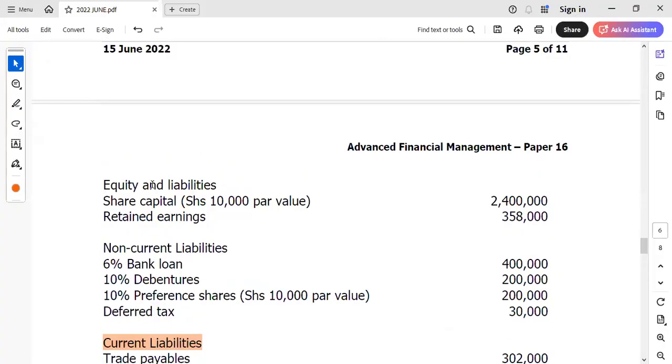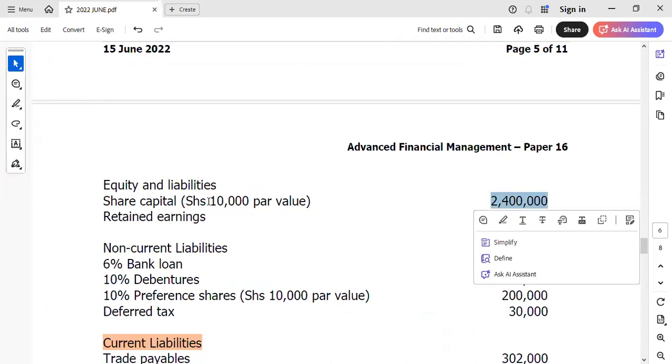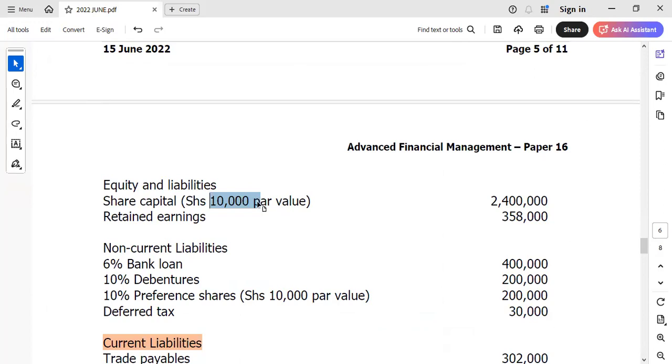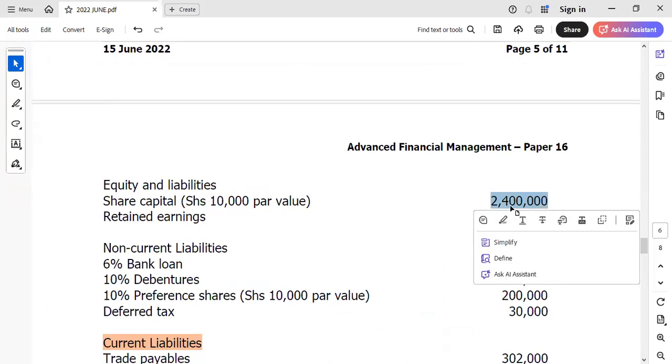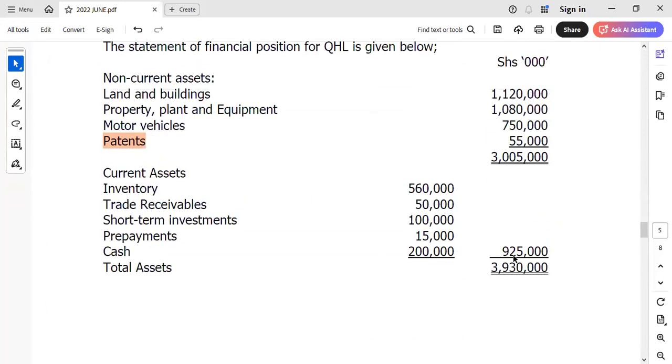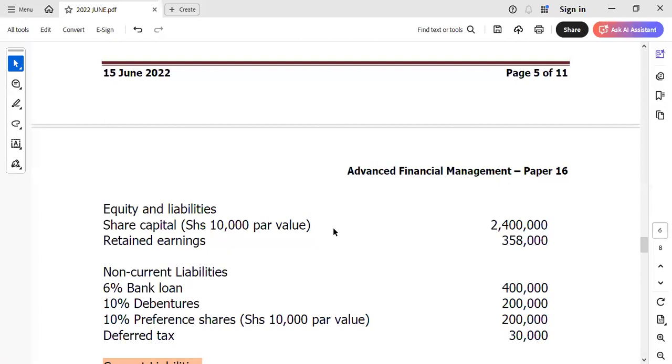Let me see. Okay, we don't have. The par value is 10,000, yes, but you can simply get this divided by this. How many shares do you get? Remember, this is in a million. 240,000 shares. So you divide by 240.